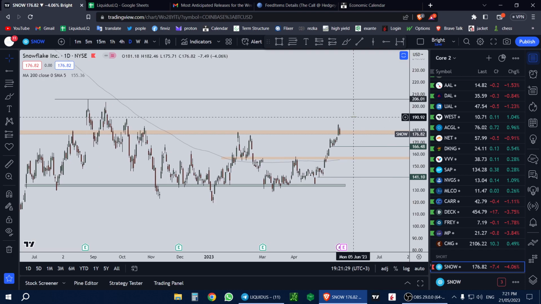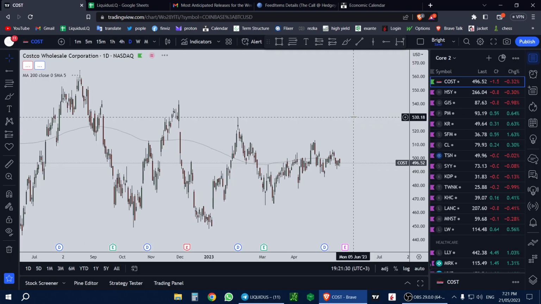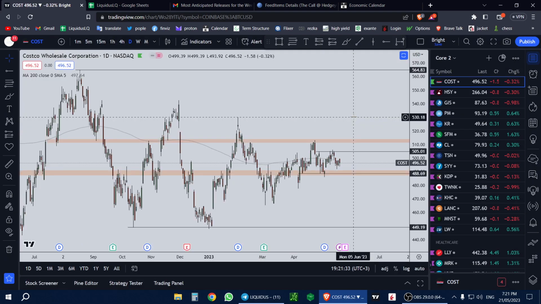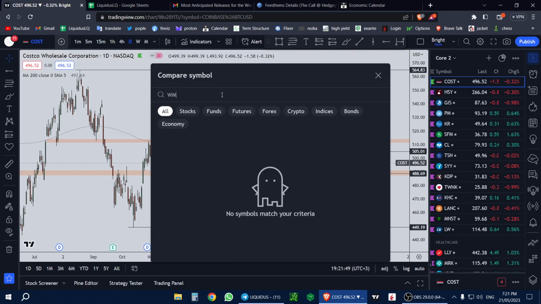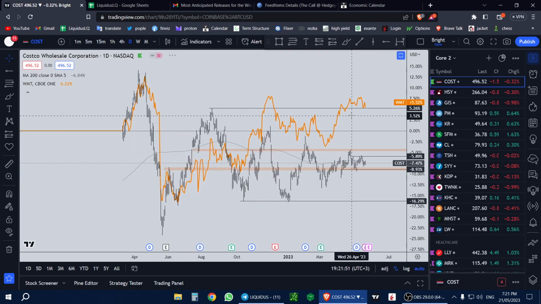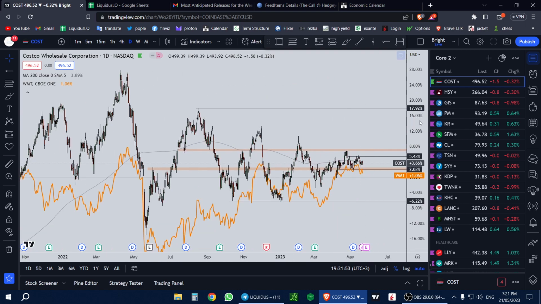And the polar opposite is Costco. Also a very interesting name. It's the second largest retailer in America, a direct competitor with Walmart. These guys have been moving essentially in lockstep with each other. They usually start moving together.